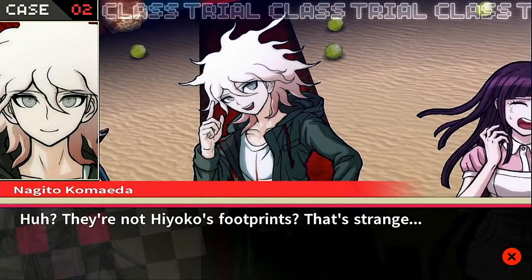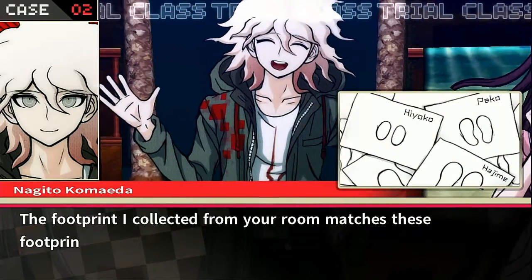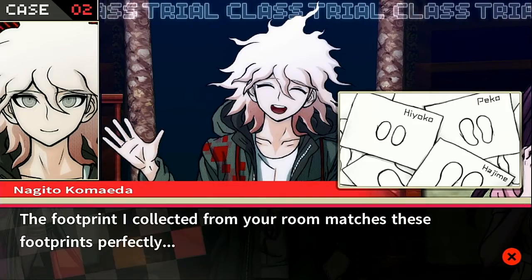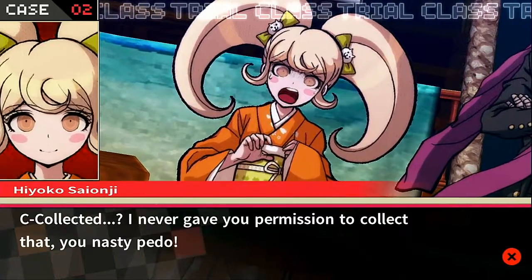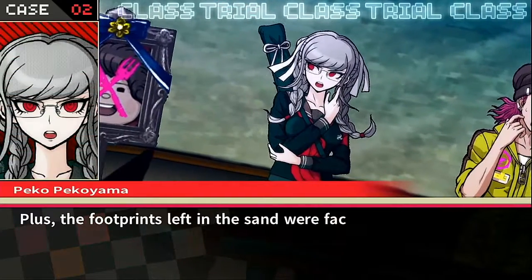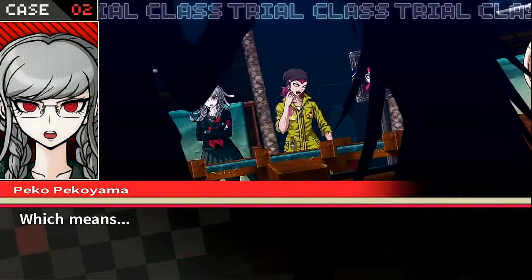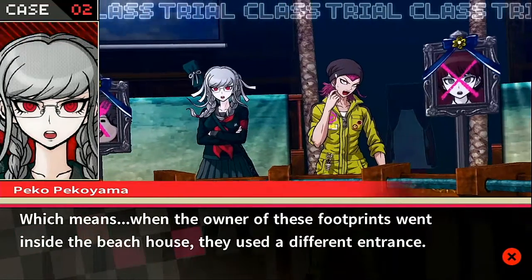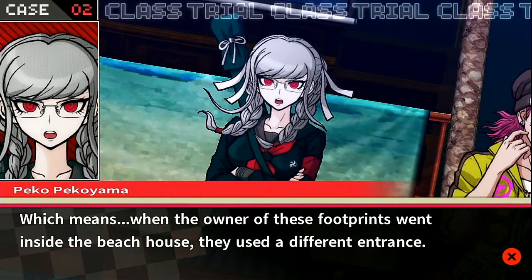Not Hiyoko's footprints? That's strange. The footprint I collected from your room matches these footprints perfectly. Collected? I never gave you permission to collect that, you nasty pedo! Plus, the footprints left in the sand were facing away from the beach house, which means when the owner of these footprints went inside the beach house, they used a different entrance.